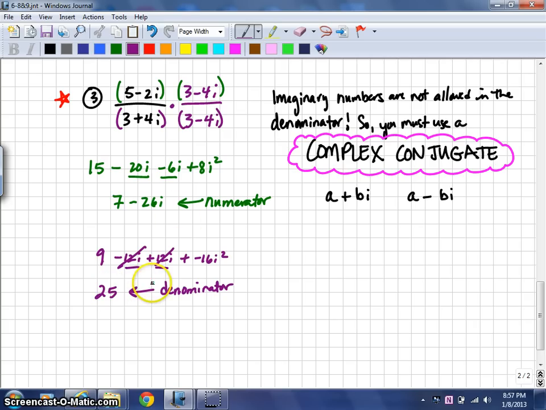So now I'm going to put everything together. My numerator was 7 minus 26i. And on the bottom, when you multiply a complex number by its complex conjugate, the i's in the middle will cancel, and the i squared will turn this number to its opposite, leaving you just with a number. So now we've simplified the problem by eliminating any imaginary numbers on the bottom.